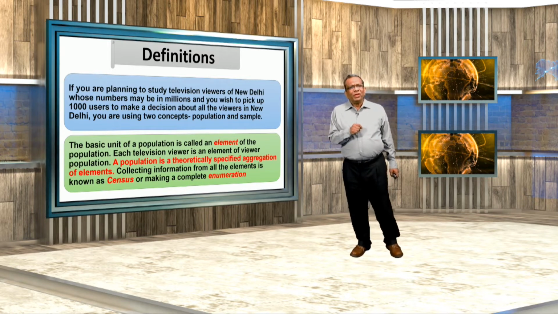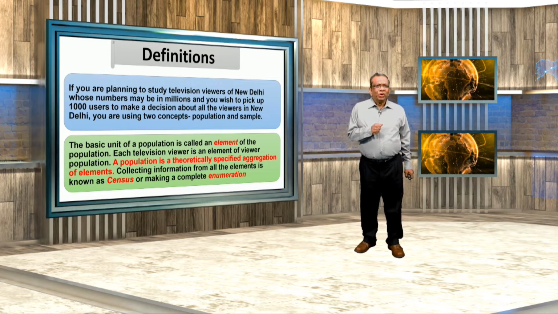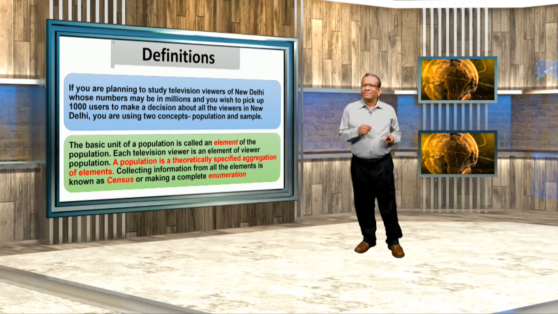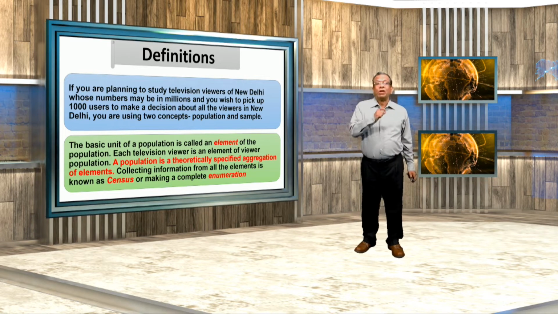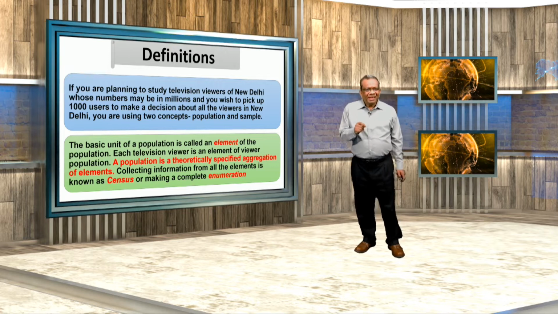Definitions. If you are planning to study television viewers of New Delhi, whose number may be in millions, and you wish to pick up 1,000 users to make a decision about all the viewers in New Delhi, you are using two concepts. One is population and the other is sample. The basic unit of population is called an element of the population. Each television viewer is an element of the viewer population.